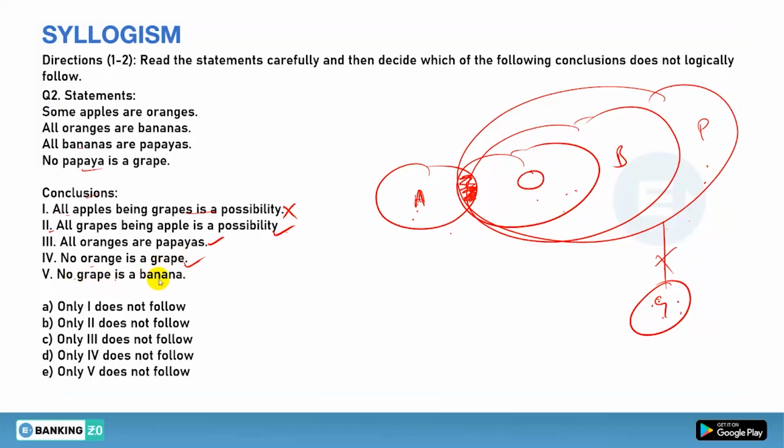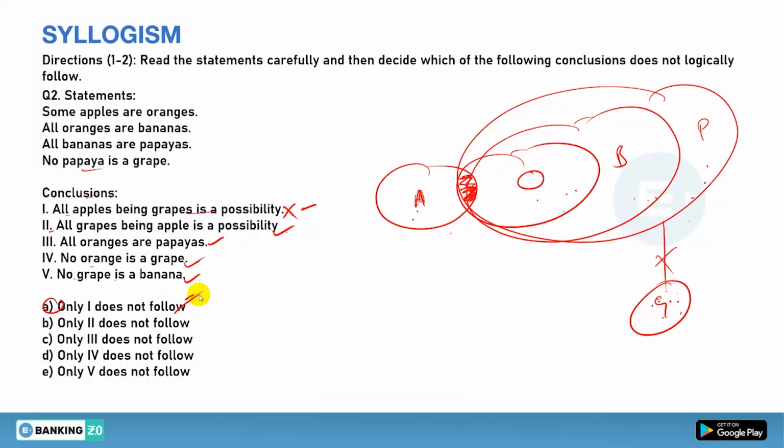Now, no grapes is banana. Yes, this is also true because all banana are part of papaya and no papaya is grapes, so no grapes can be banana. So this is also true. We have to find which does not follow, so only the first does not follow, that is option A, which will be the right answer.